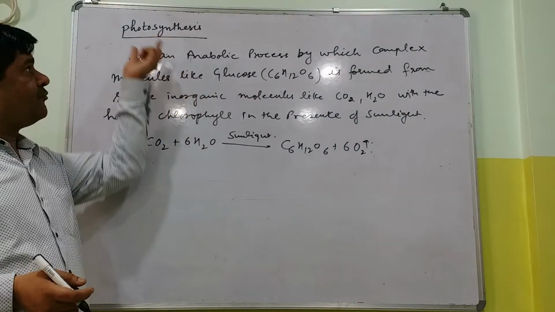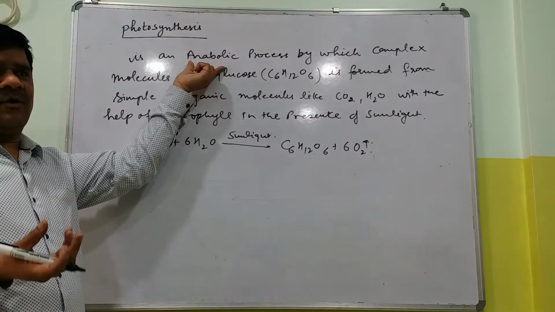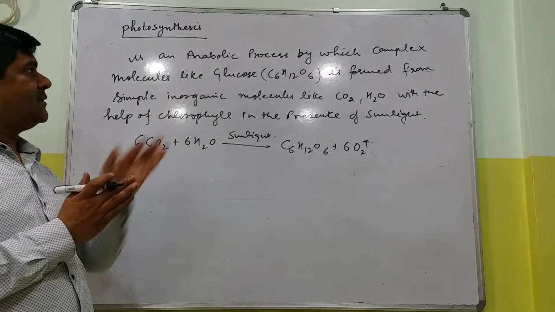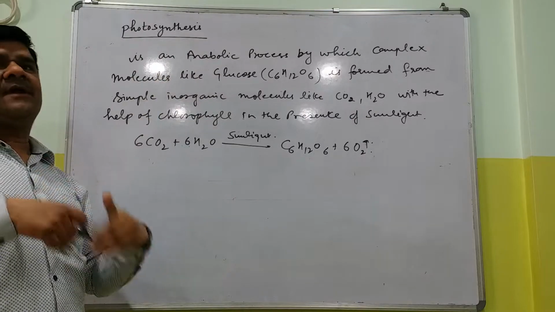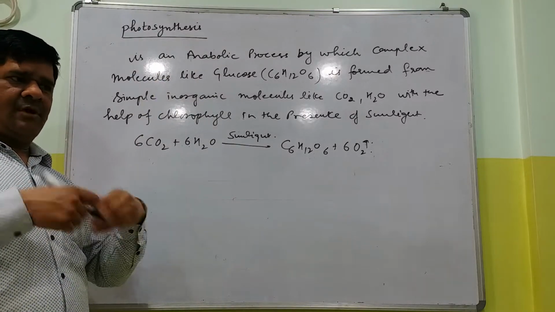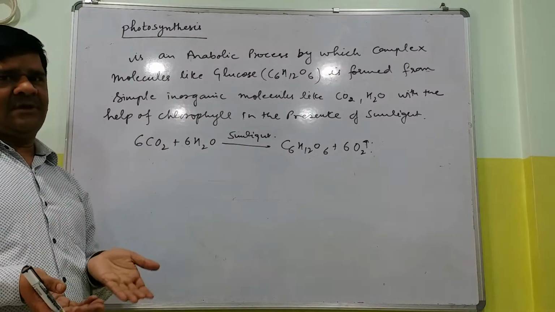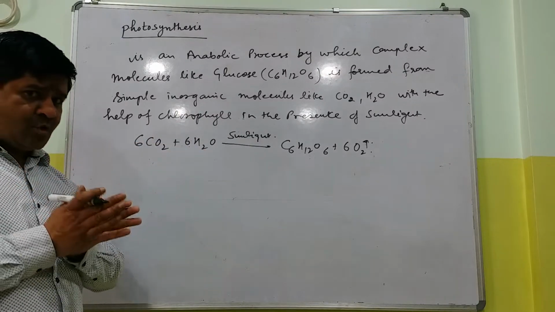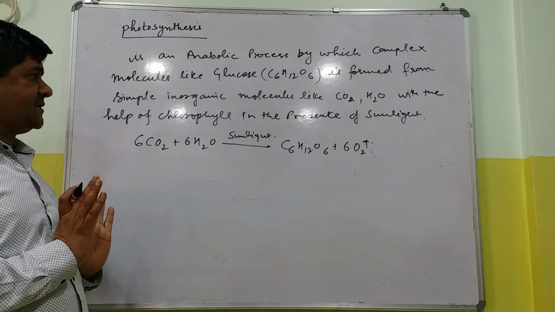So photosynthesis is an anabolic process. Anabolic process means building up of something. And there is another process called catabolic process. Catabolism means breaking of something. And anabolism and catabolism, these are two types of metabolic reaction taking place in the body.